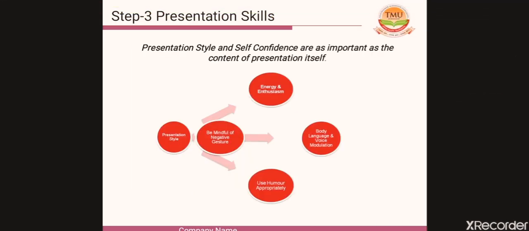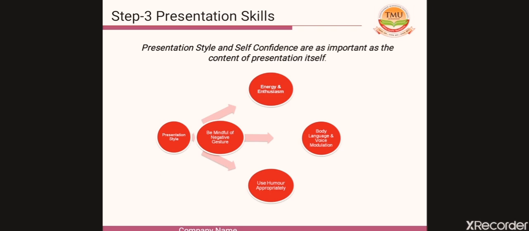Now, step number 3, that is presentation skills. It is rightly said, presentation style and self confidence are as important as the content of the presentation itself. The content and the delivery of the presentation are equally important, because if you have good content but you do not know how to present it in front of your audience, then half of the failure depends on it. So it is very important that you have enough self confidence in your presentation, and we have discussed the importance of self confidence in our previous video.